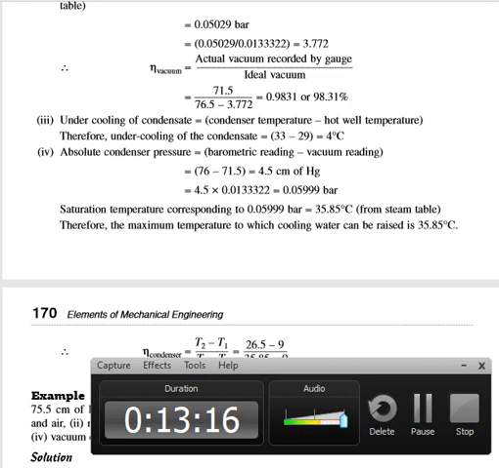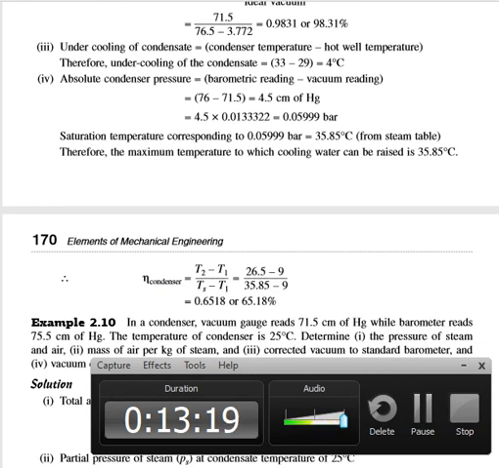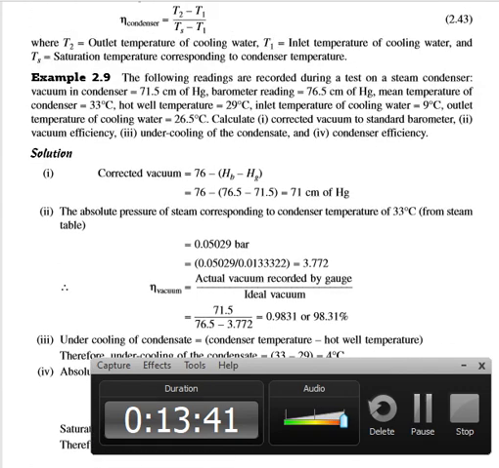Okay, the last one. Put the formula for condenser efficiency equals T2 minus T1 divided by Ts minus T1, equals 26.5 minus 9 over 35.85 minus 9, which gives 0.6518, and multiplied by 100 gives 65.18. Finally, we get the efficiency of the condenser, 65.18. That means this numerical belongs to the condenser, and we found the vacuum efficiency, undercooling of the condensate, and the condenser efficiency. This is the end of the first numerical.